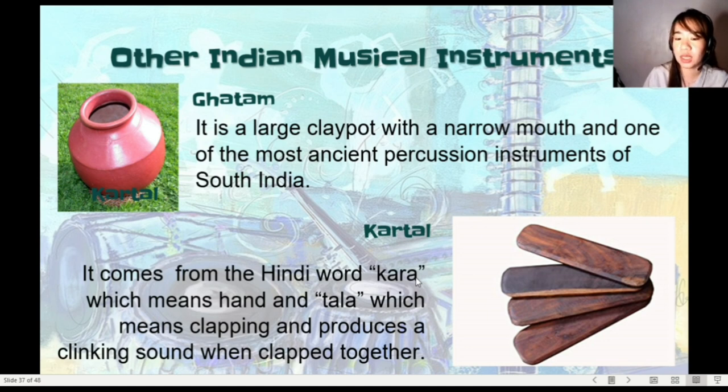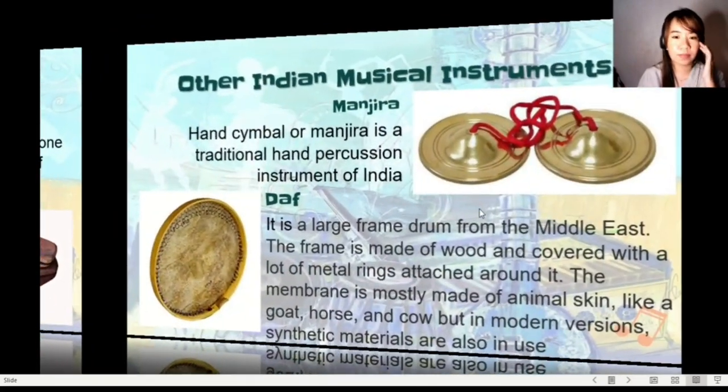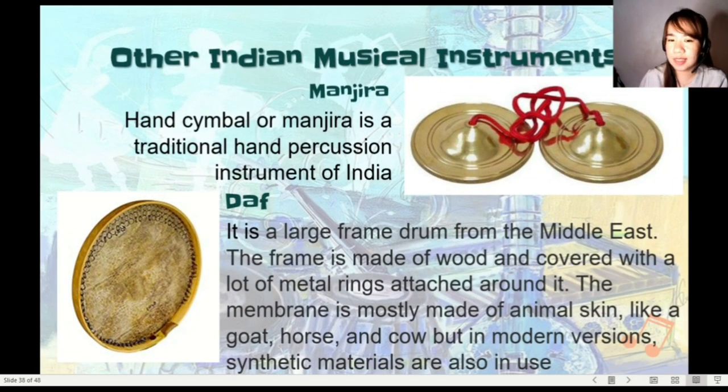Kartal comes from the Hindi word kara, which means hand, and tala, which means clapping, and produces a clinking sound when clapped together. And then the next one, manjira. Hand cymbal or manjira is a traditional percussion or hand percussion instrument of India. Again, when we say percussion, tapped.